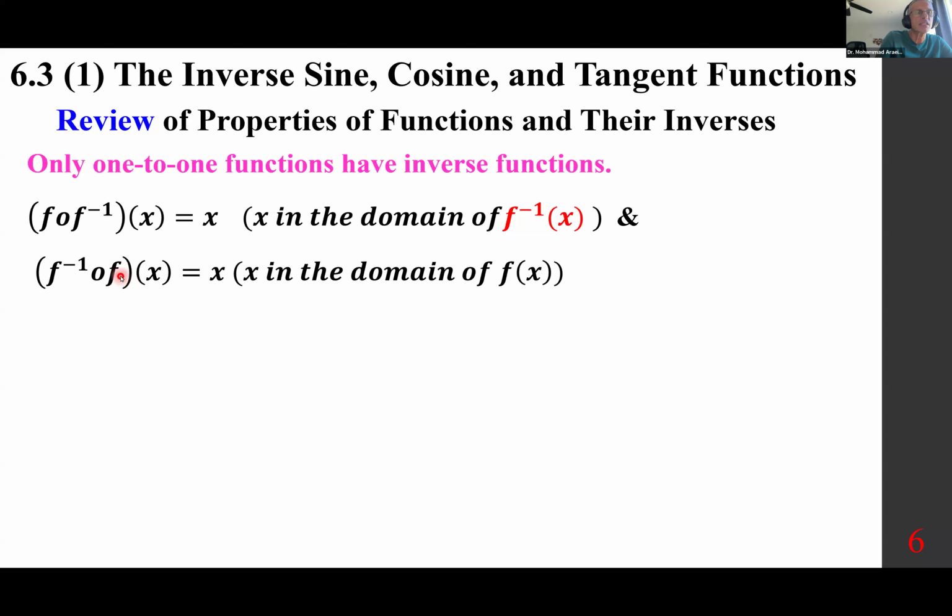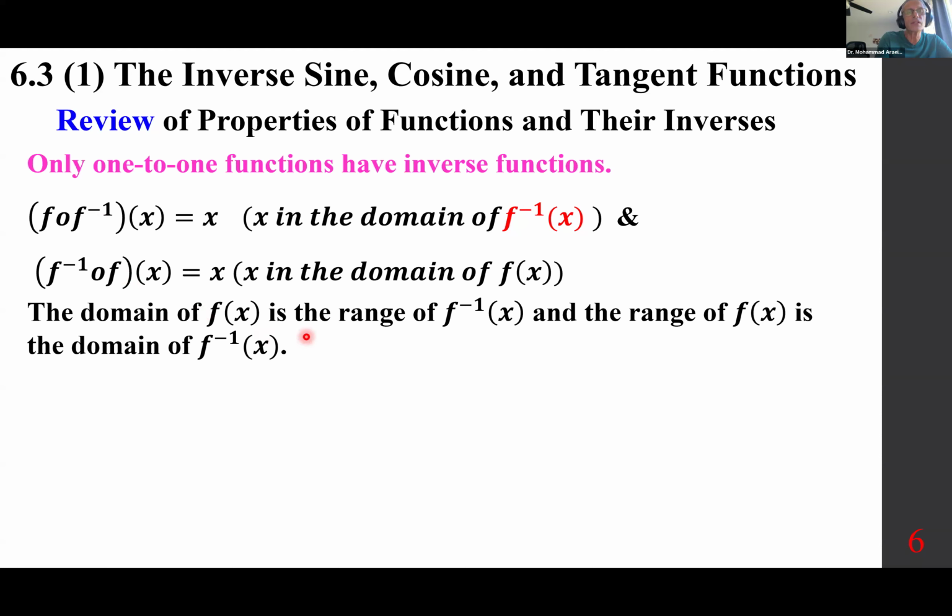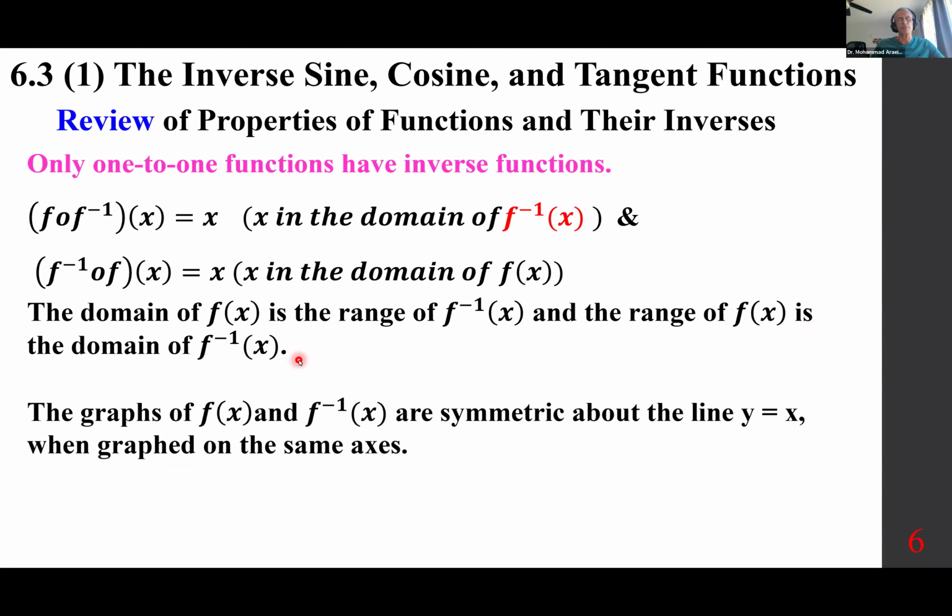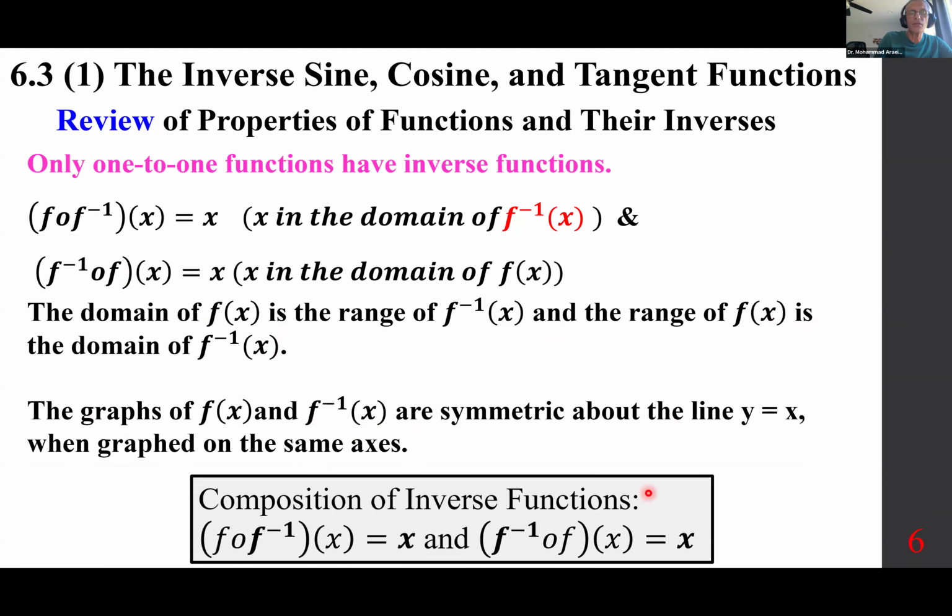The inner function in this case is f of x. In the previous case it was f inverse. The domain of f of x is the range of f inverse of x, and the range of f of x is the domain of f inverse of x. In other words, domain and range are interchanging because x and y are being interchanged. And the graphs of f of x and f inverse of x are symmetric about the line y equals x when graphed on the same axis. Composition of inverse function is such that f of f inverse equals f inverse of f equals x, both of them. And that's very important to pay attention to, everybody.